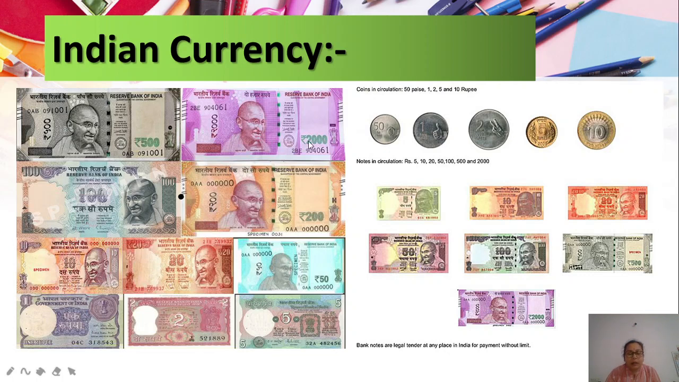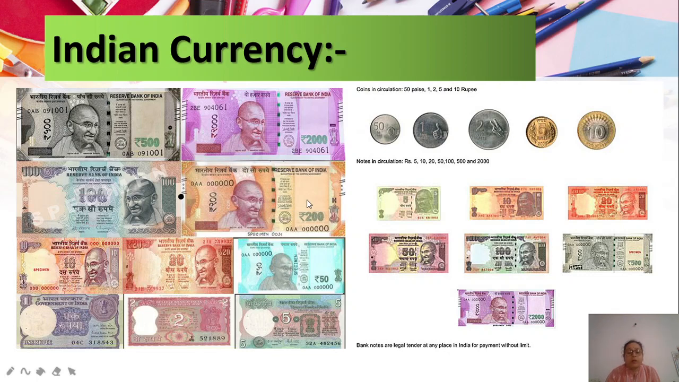This pink colored one is the 2000 rupees note, and this bluish one is the 100 rupees note. Then we have this yellowish one, it is the 200 rupees note. Then we have this one, it is our 10 rupees note. This one is the 20 rupees note, and this is the 50 rupees note. Now below you can see, this is the one rupee note. This is the 2 rupee note and the 5 rupees note.